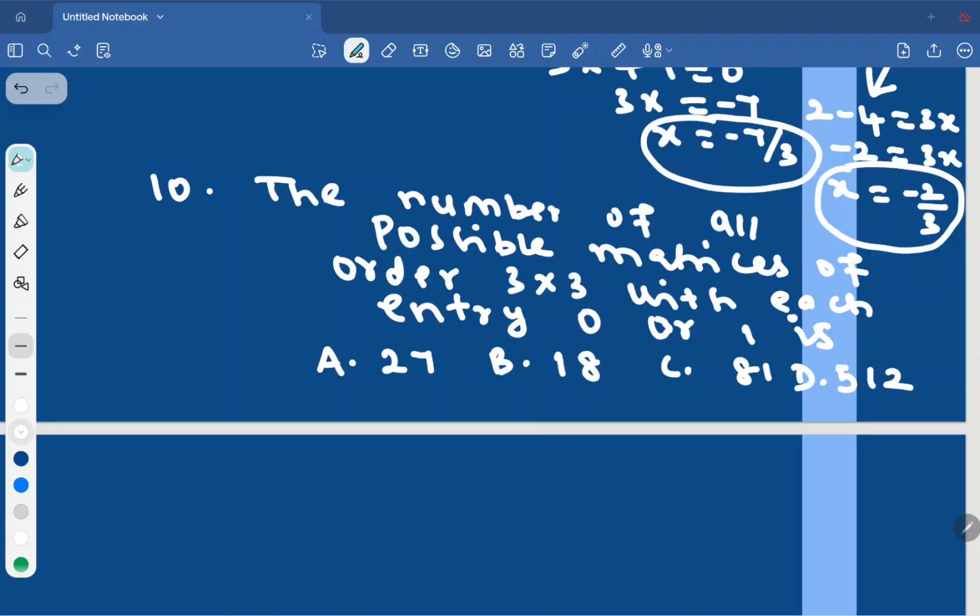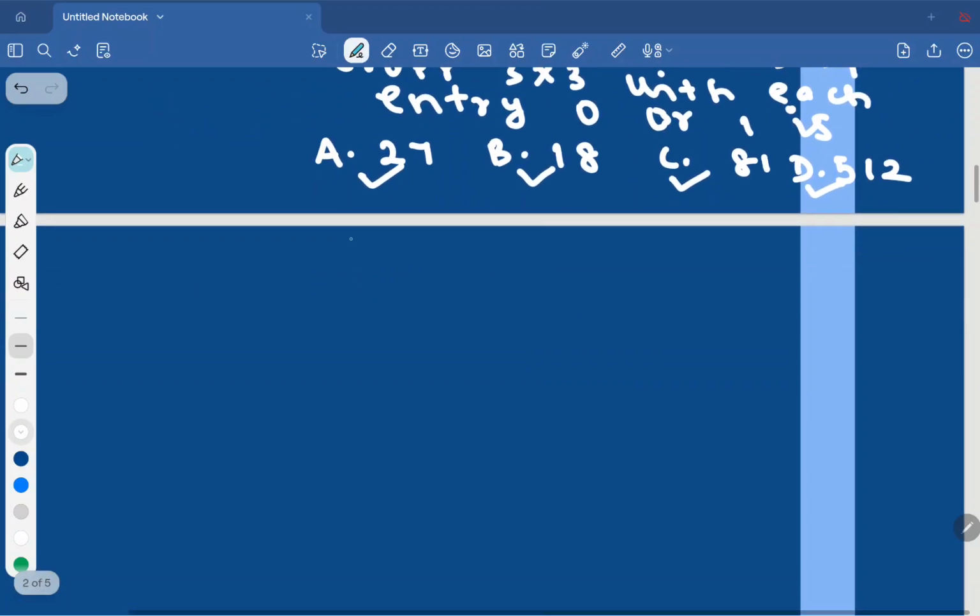Last problem, exercise 3.1. Problem number 10. The number of all possible matrices of order 3 cross 3 with each entry 0 or 1 is option A 27, option B 18, option C 81, option D 512. Solution.